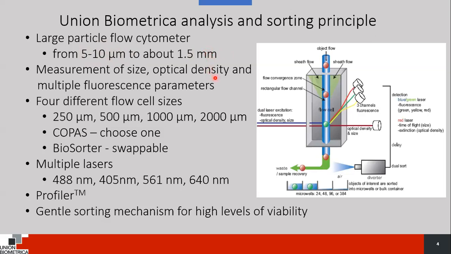The kinds of measurements we make are size, optical density, and multiple fluorescence measurements. Our instruments have 4 different flow cell sizes. And when I am referring to the size, I'm talking about the microfluidics passageway through the flow cell that the sample travels. The 4 sizes of that passageway, and it's a square passageway, are 250 microns on the side, or 500, 1,000, or 2,000 microns wide. I told you that we have 3 different platforms, the COPAS FP, the COPAS Vision, and the BioSorter.